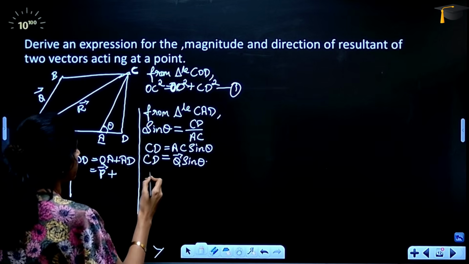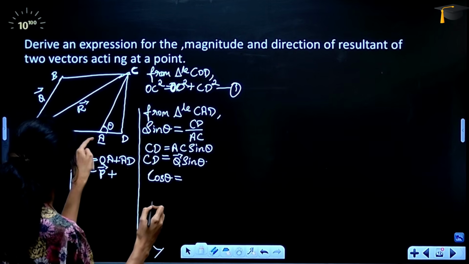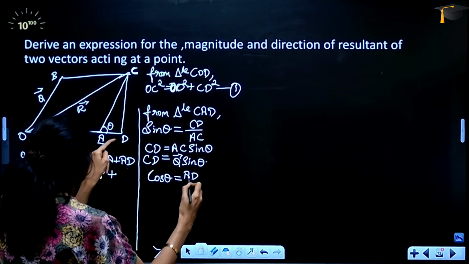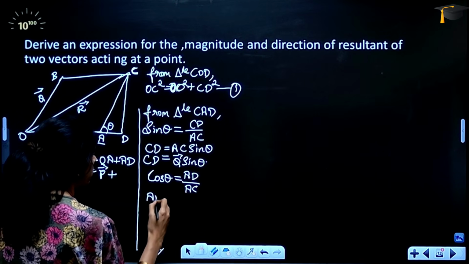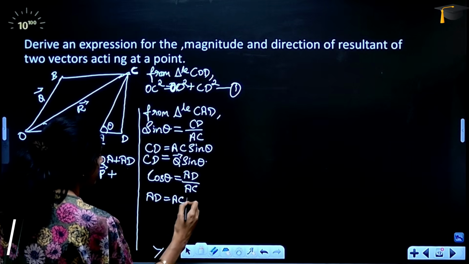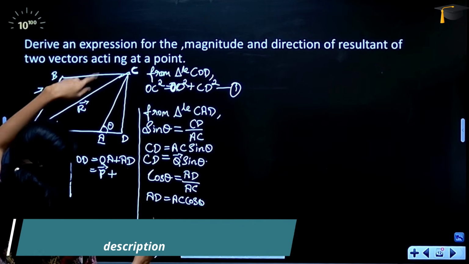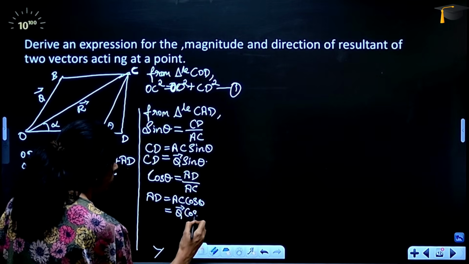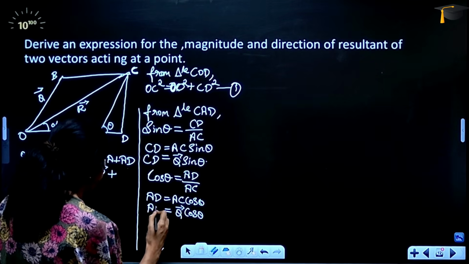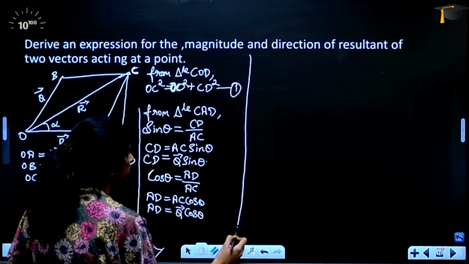Now, from the same triangle, let me take cos theta. Cos theta is adjacent by hypotenuse, that is AC. So from here, AD equals AC cos theta. Now tell me what is AC? AC is again Q. So we can take this as vector Q cos theta. So finally I got CD and AD. Now it's all about substituting this in equation 1.